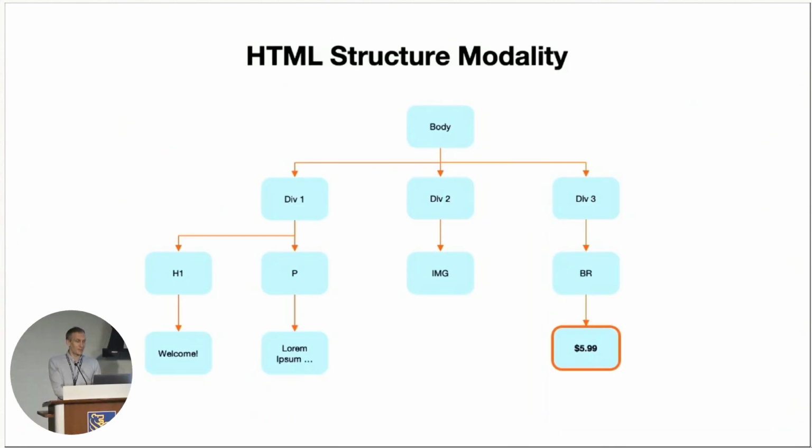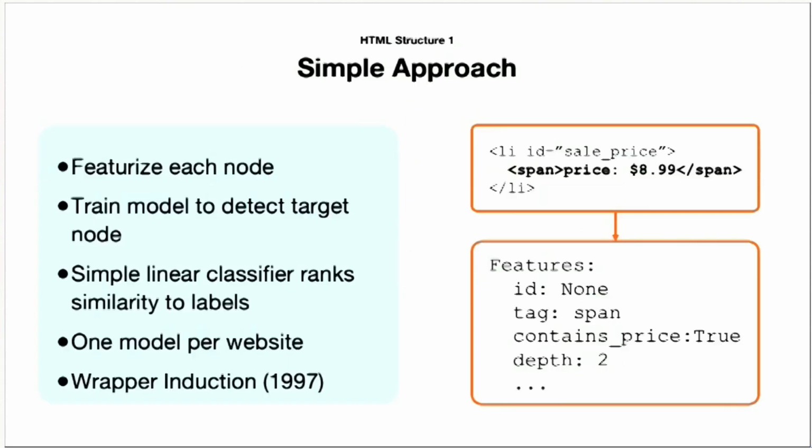And let's start with the HTML structure. So if people have seen divs and paragraphs and H1s and all that, you're familiar with how HTML can be structured in this different way. When you parse HTML, it turns into this HTML DOM tree. And I have the price node highlighted here. So the goal is to identify the node that has the information that you're interested in. Can we train a model to find these?